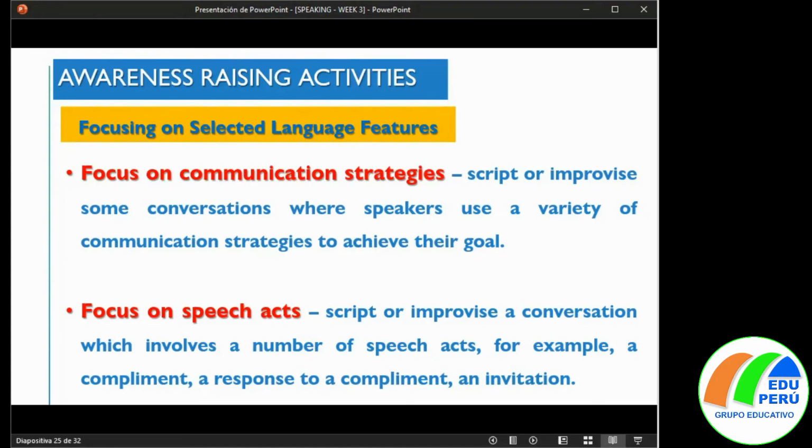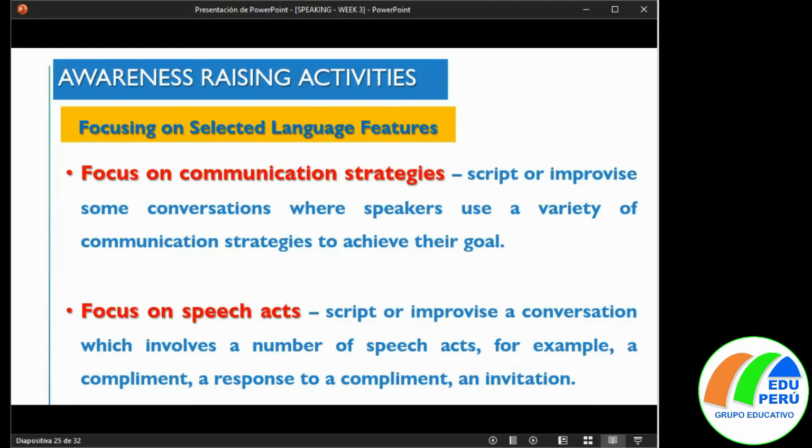a conversation related to complaining. Remember, these kinds of conversations are focused on the speech acts or functions or purposes of communication. Remember, functions, purposes of communication, or speech acts. So you give your students a script. Remember that we are talking about the activity of using transcripts or scripts or recordings. So you give your students a script, a transcript, or you improvise a conversation which has different speech acts.